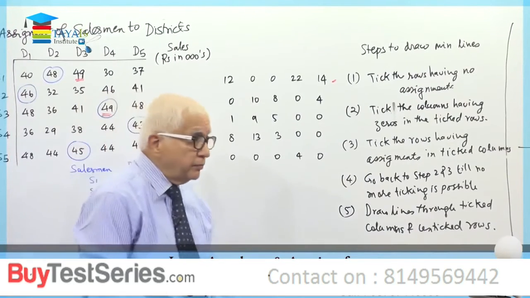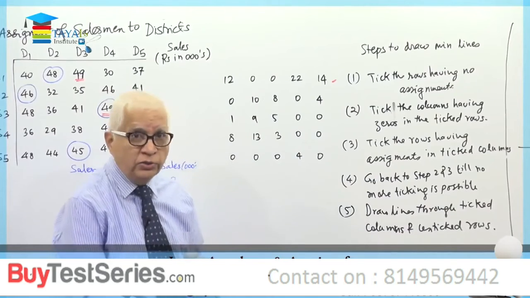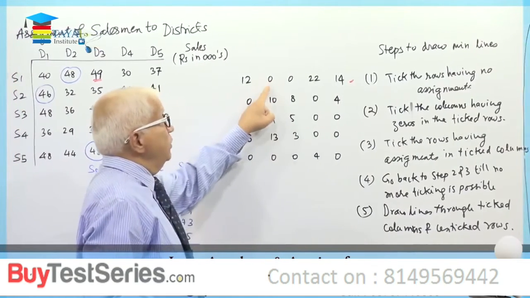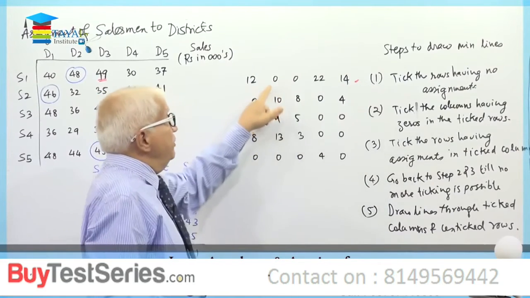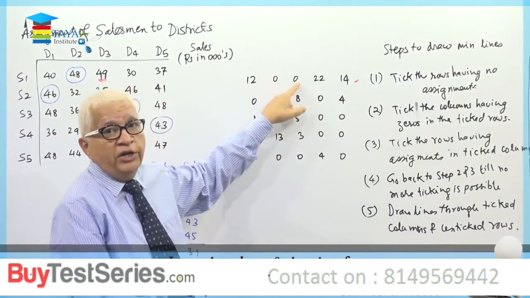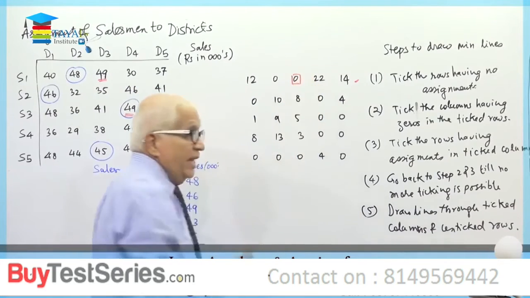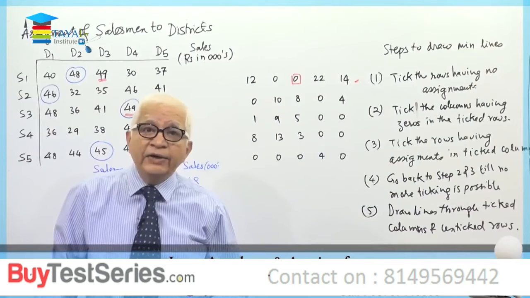Now we started where? Since there were no unique zeros, we said we'll start at non-unique zeros. Which was the non-unique zero with which we started making the first assignment? This was the non-unique zero where I made the first assignment S1D2. Now instead of this, I will change it. I'll make an assignment here. Okay. So if I make an assignment here, see what happens. That means I am assigning salesman S1 to district D3, not D2.